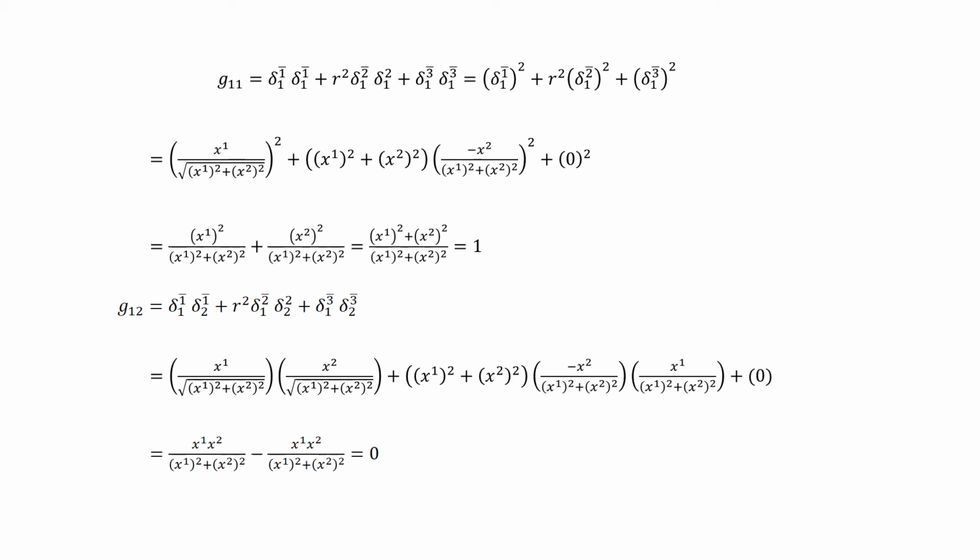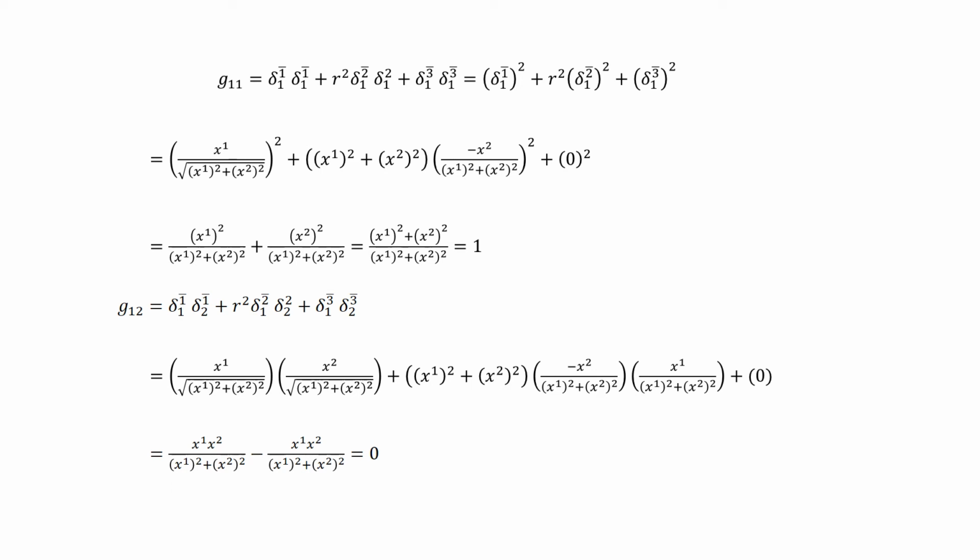So in the last step of the previous slide, we replace A and B with 1. So all terms become square of E square. So we get delta 1 bar 1 square plus R square delta 2 bar 1 square plus delta 3 bar 1 square. Now substituting the values of delta 1 bar 1, delta 2 bar 1, delta 3 bar 1, which are the derivatives of the given variables.